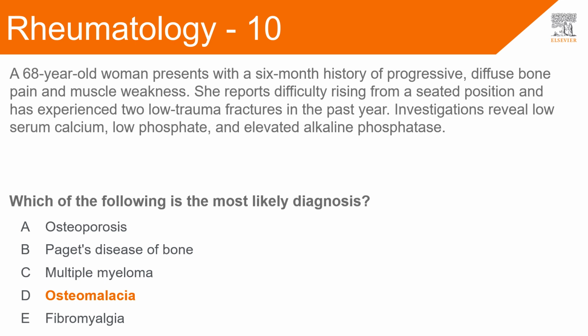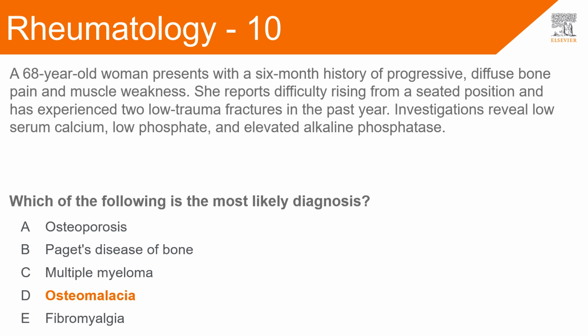Multiple myeloma. Now that's a possibility because of the widespread skeletal damage. So that causes bone pain and fractures due to osteolytic lesions, and certainly you get increased ALP. But the key component of multiple myeloma is hypercalcemia, increased calcium levels, which we do not see here.